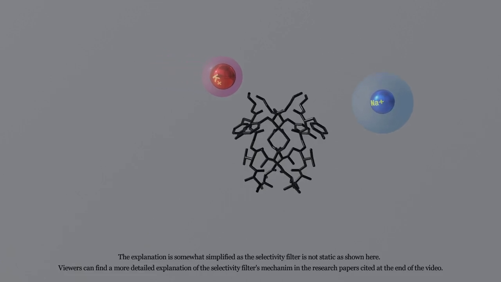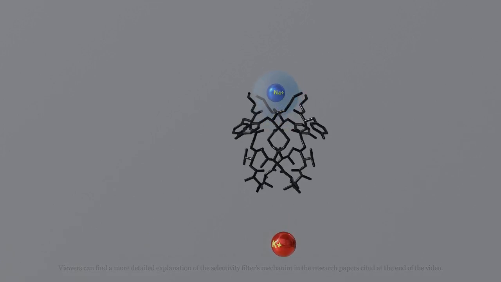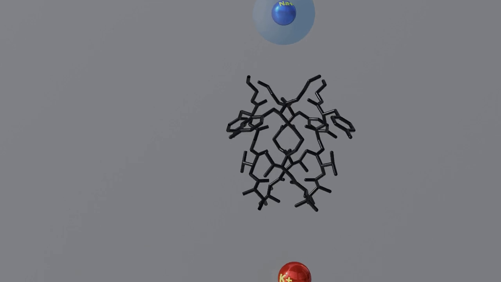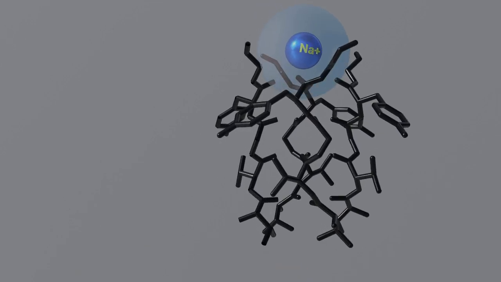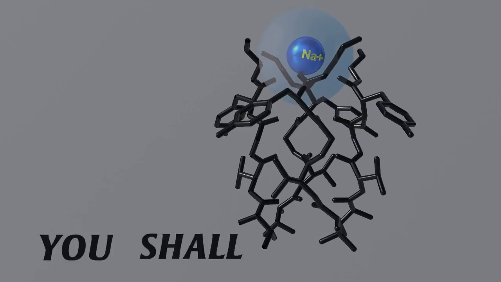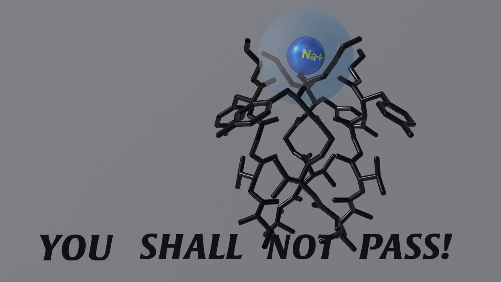The mechanism of action involves replacement of the oxygens in the hydration shell of potassium by the oxygens in the carbonyl group of the amino acids comprising the filter. The distances are just right for the potassium ion, but not correct for the smaller sodium ion with a larger hydration shell. As a result, potassium ions are 10,000 times more likely to pass through the filter than sodium ions.